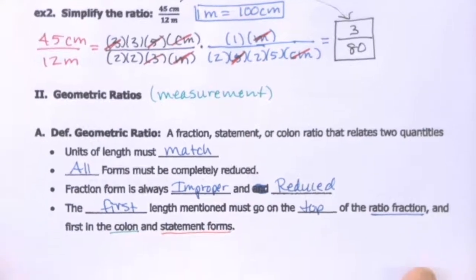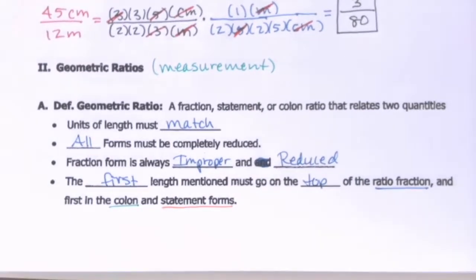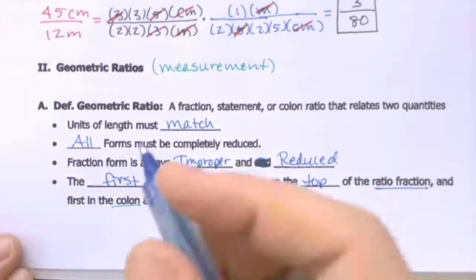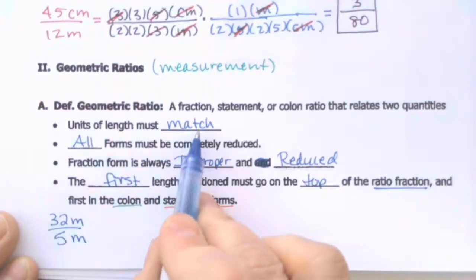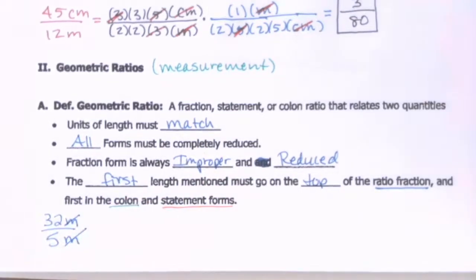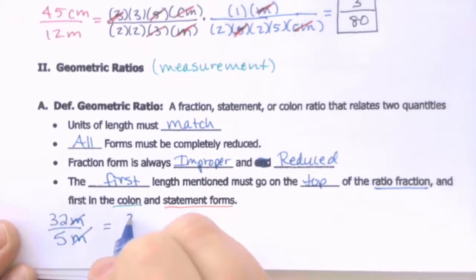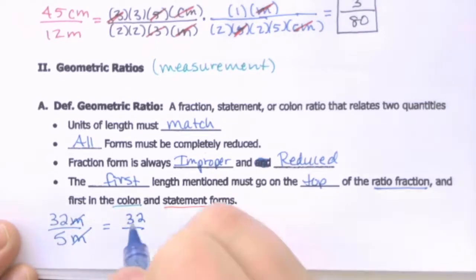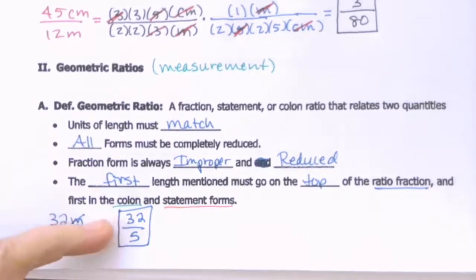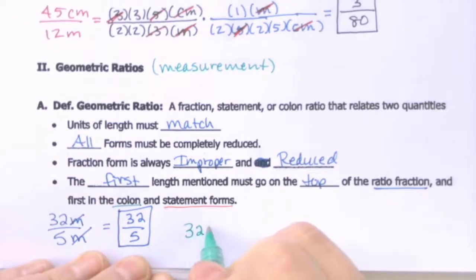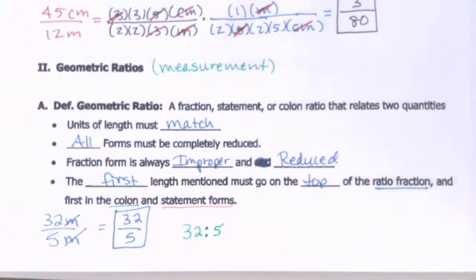So what does that mean? Okay. Let's say that we have a geometric ratio of 32 meters over 5 meters. Units of length must match. So to turn this into a geometric ratio, we divide the m's out, and that gives us 32 over 5. That is our fraction form. In colon form, the top number always goes first. It would be 32 colon 5. It means the same thing, it's just in a different form.